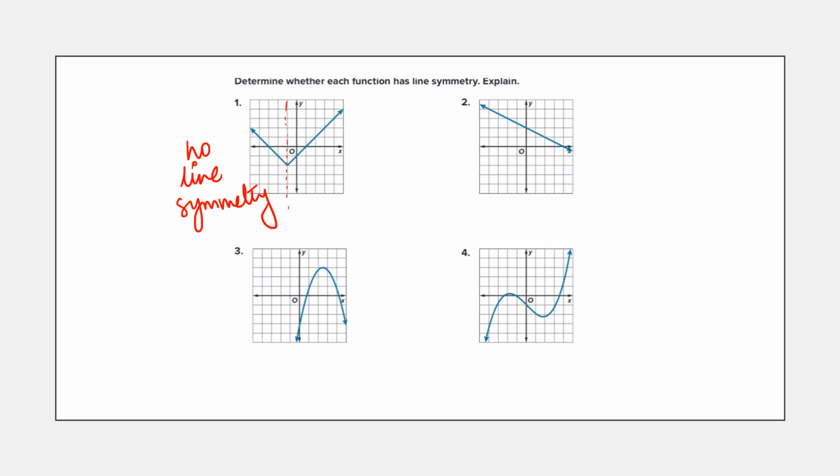However, this one about the vertex divides it into two parts. So yes, it has line symmetry. This one does not, and this one also does not have line symmetry.